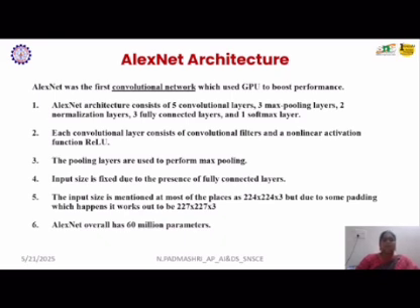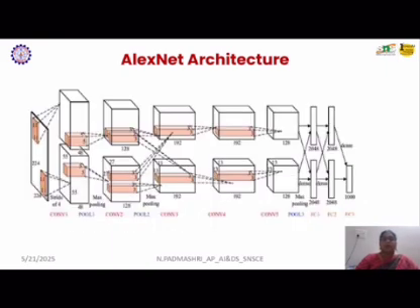So the input size is 224 x 224 x 3 for the AlexNet architecture. And why it is fixed, what is max pooling, what is pooling, all will be discussed in the coming slides. Okay. So AlexNet has overall 60 million parameters. This picture which we are seeing is the exact AlexNet architecture, right?